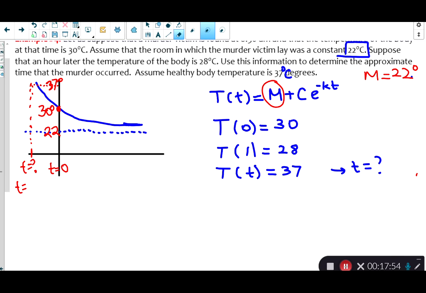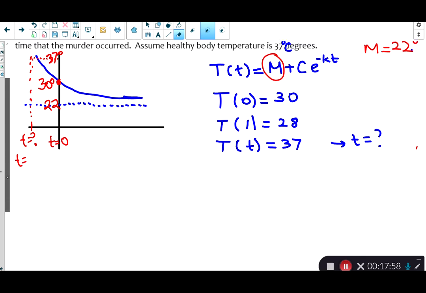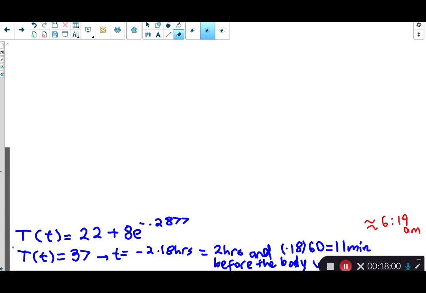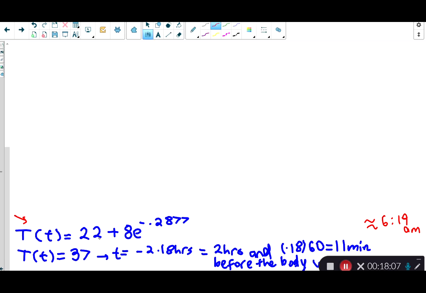All right, so I do hope you had a chance to solve the problem, and now I'm going to show you the solution, rather than just the answers for you to check. So if you did all the constants correctly, you should have gotten this equation: 22 plus 8 times e to the negative 0.2877t.